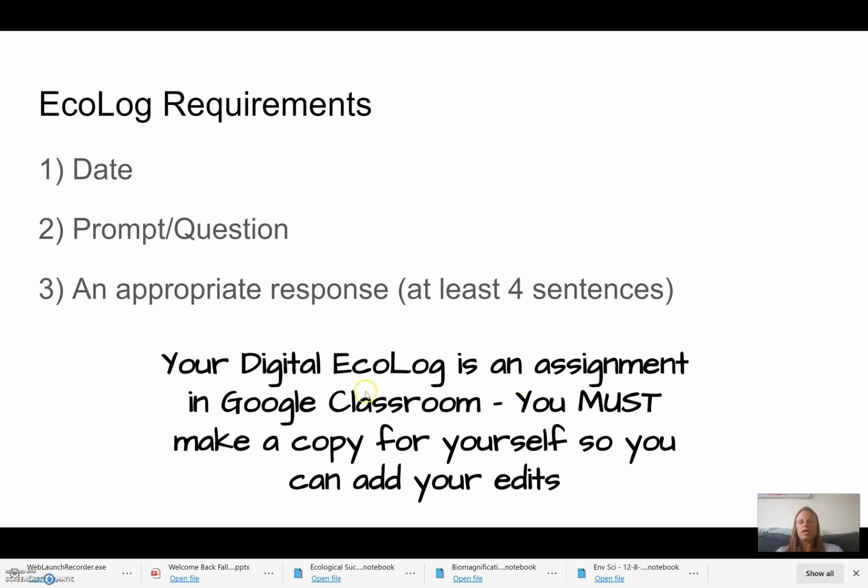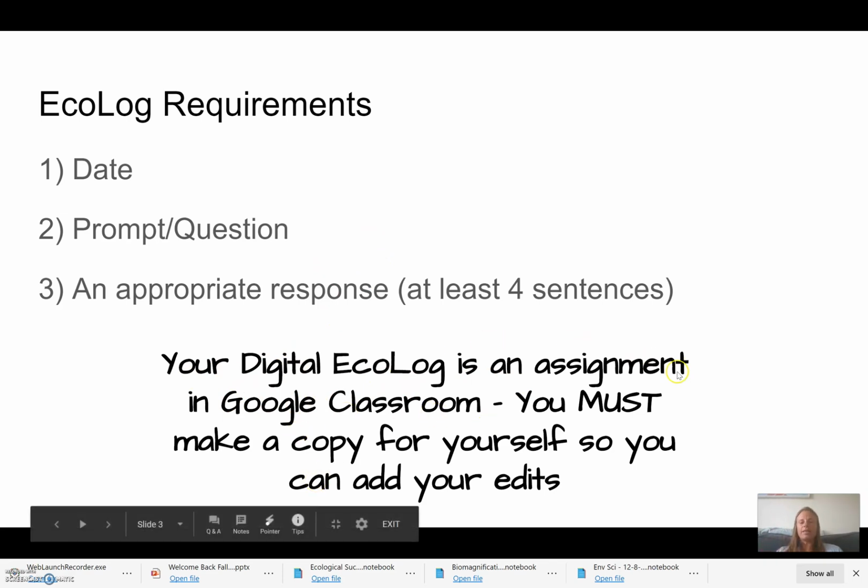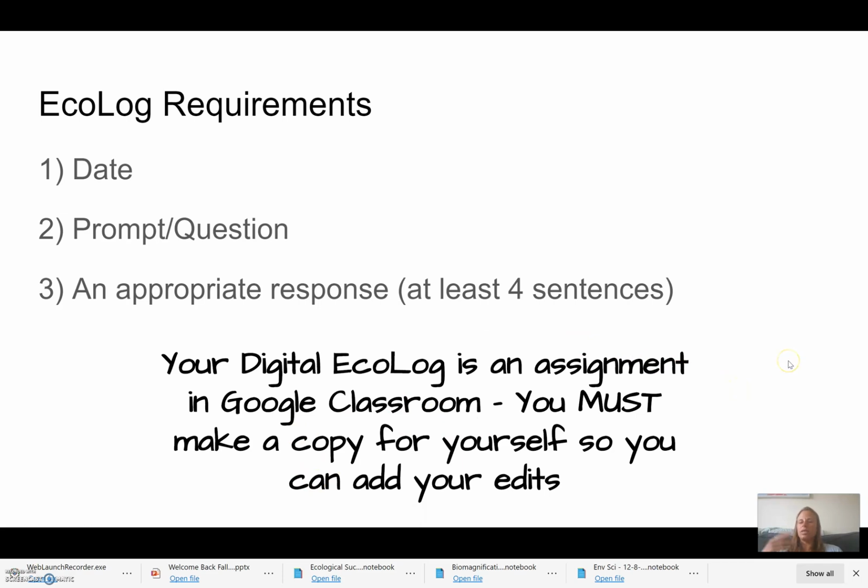So your digital EcoLog is always going to be an assignment in Google Classroom. You're going to make a copy for yourself, and then you're going to add your edits to the EcoLog as you get those daily EcoLogs. So every day you'll come into the classroom, you'll open up your Google Classroom, you'll go to our specific class, you'll open up the weekly schedule, you'll go to today's date, and then you'll look at the EcoLog for the day. Open up your digital EcoLog and complete the EcoLog. So it's kind of acting as a do now on a daily basis.